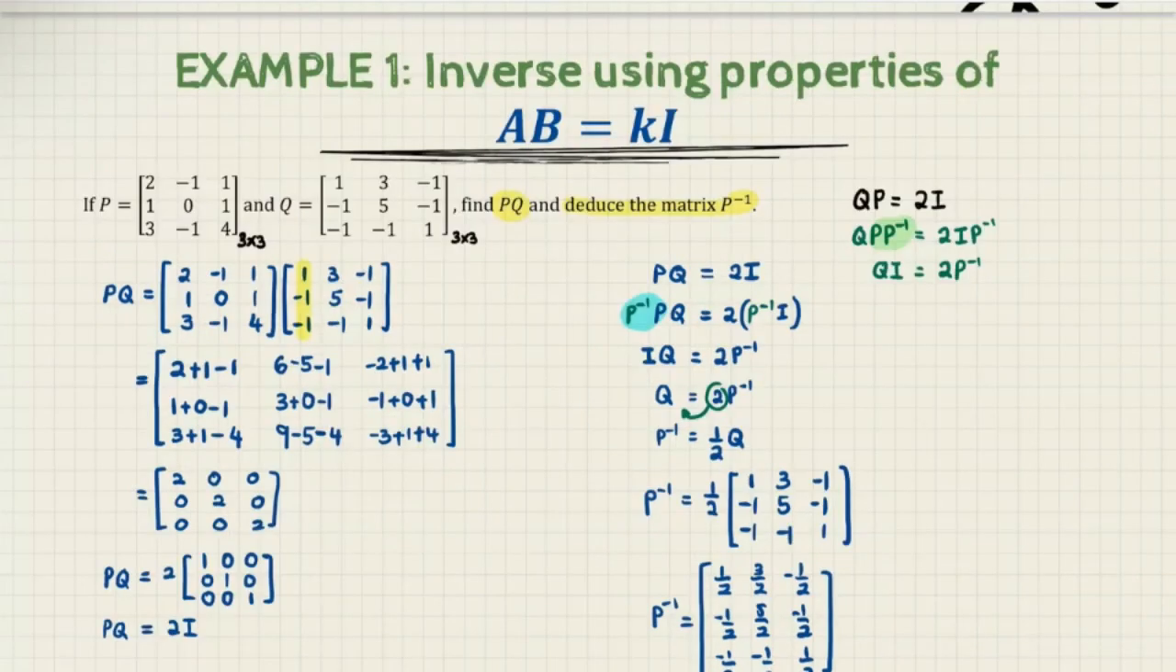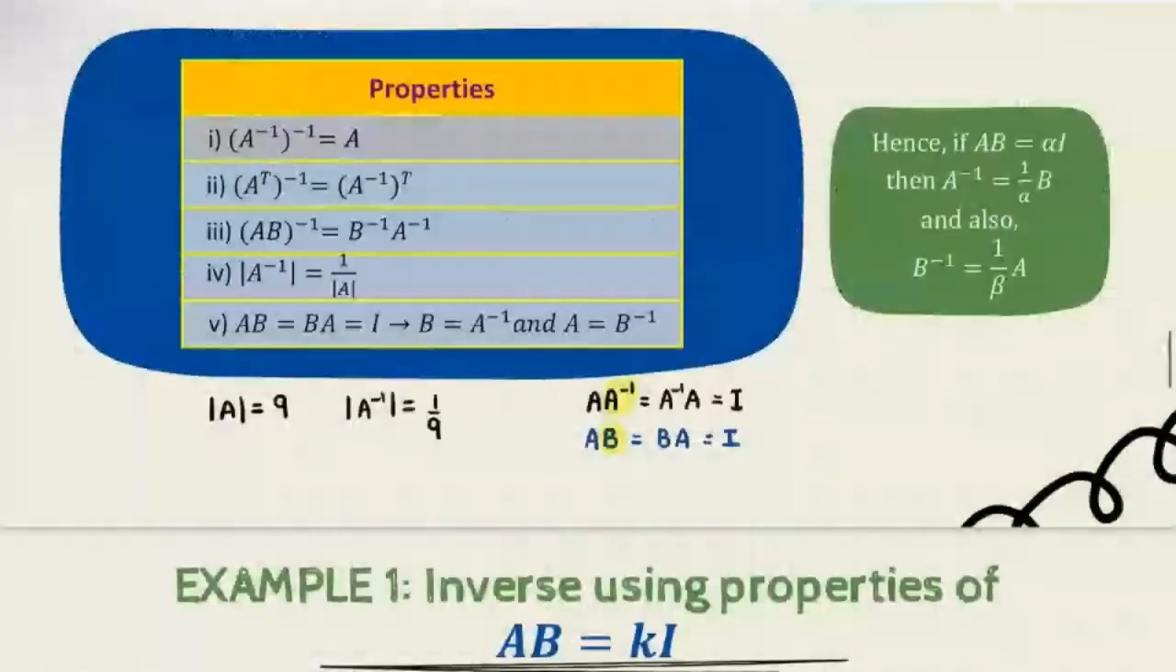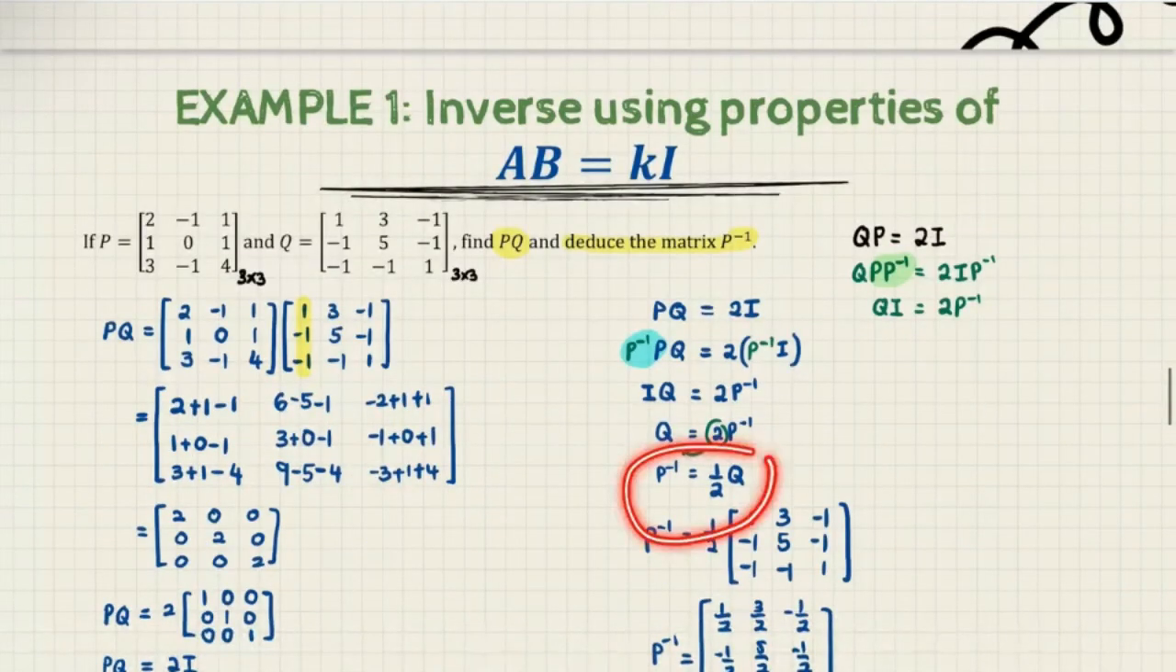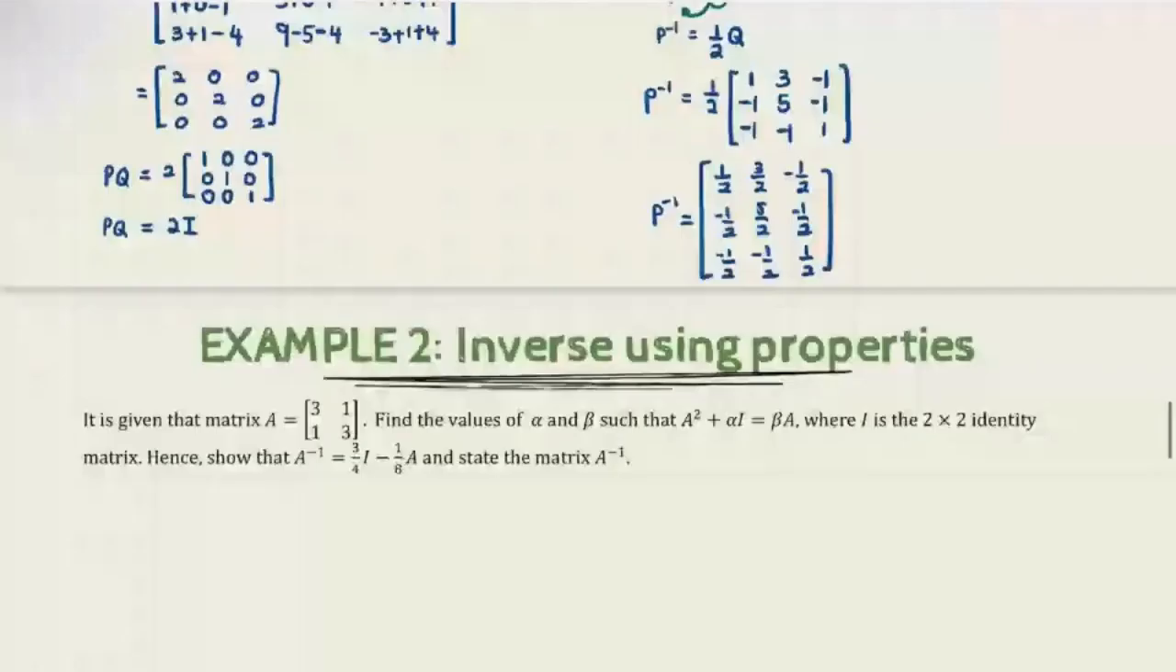Kemudian kita tengok pula contoh untuk properties yang kedua. Okay, so ini yang simple. Apabila kita darabkan P dengan Q, kita akan dapat AI. Okay, AI pula, alpha I. Okay, semacam A inverse akan dapat 1/alpha B, which is this one lah. P inverse akan dapat 1/alpha Q. Okay, now let's look at example 2.